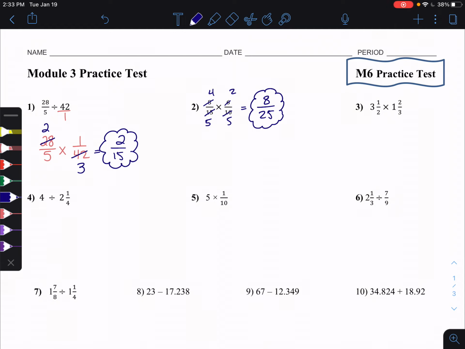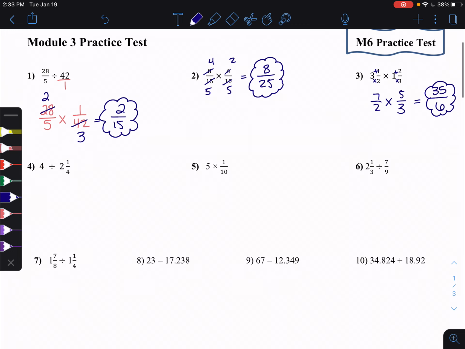Number 3 is multiplication, but I have to change from a mixed number to an improper fraction. So 3 times 2 is 6, plus 1 is 7 over 2. 1 times 3 is 3, plus 2 is 5 over 3. There is no cross canceling, so I'm going to multiply. 7 times 5 is 35. 2 times 3 is 6.